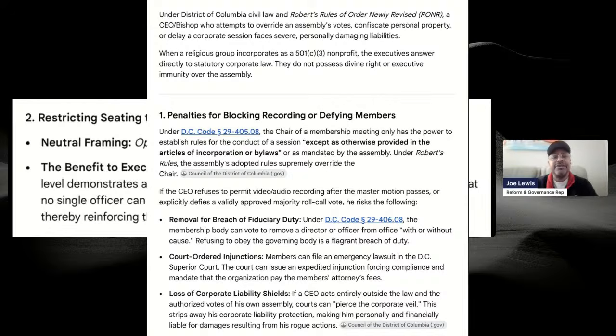Under the DC Code, the chair of a membership meeting only has the power to establish rules for the conduct of a session, except as otherwise provided in the Articles of Incorporation or bylaws, or as mandated by the assembly. The assembly sets the rules. The assembly can overrule anybody and any group, the assembly.